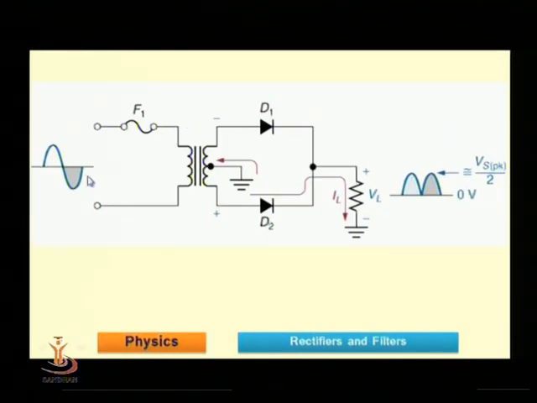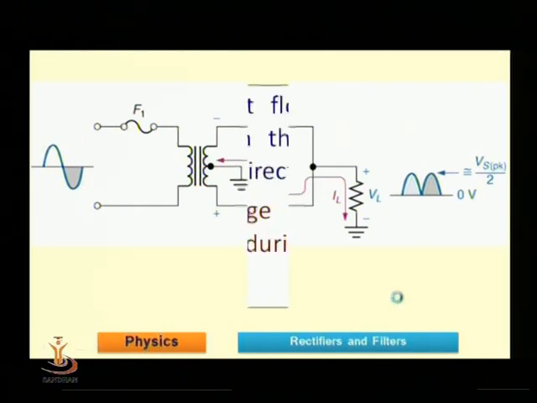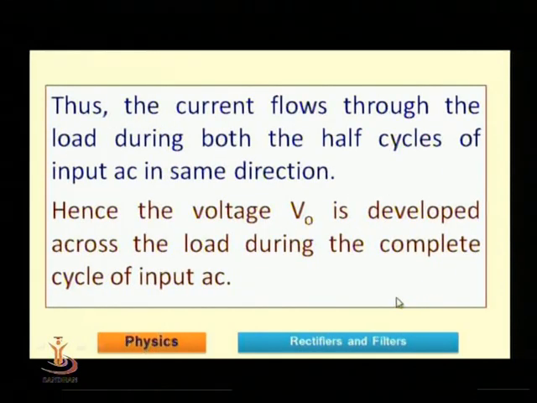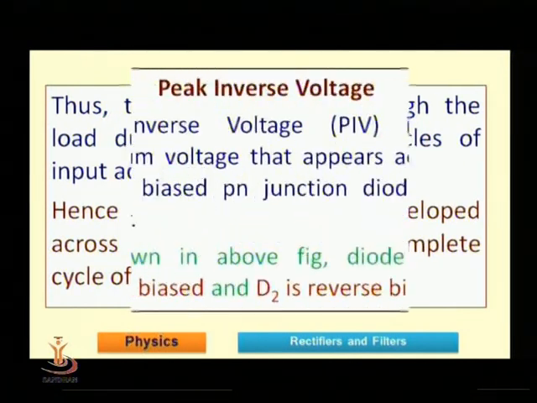So during the negative half cycle, you can say your D2 is conducting and you are getting the second pulse, you can say this one. So a current flows through the load during both the half cycles of the input AC in the same direction. Hence voltage V0 is developed across the load during the complete cycle of the input AC.